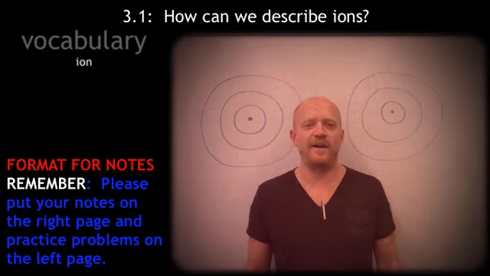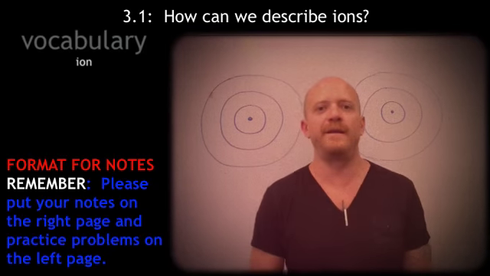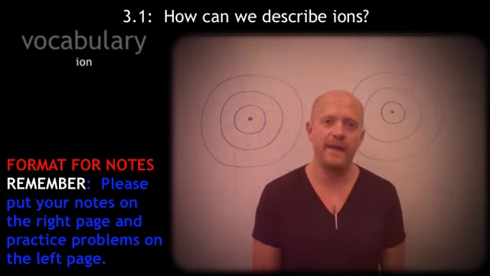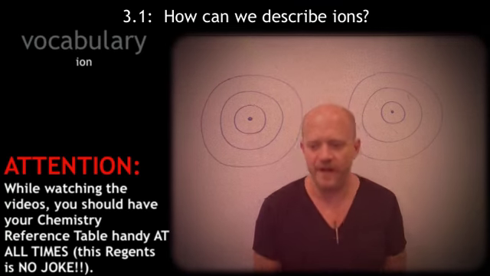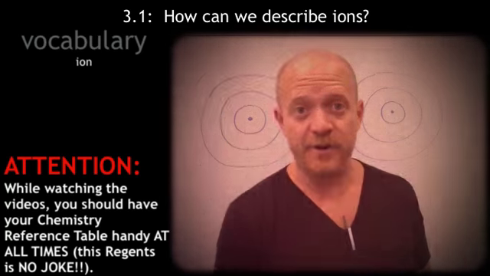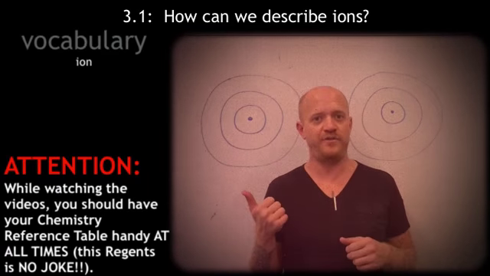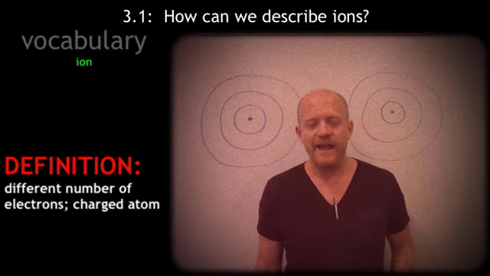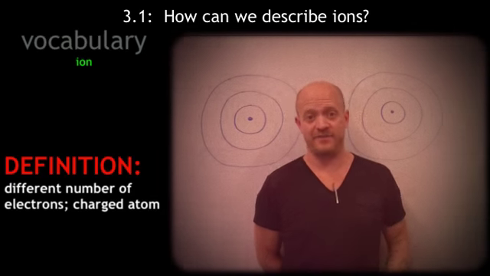Hi, today we're going to start talking about bonding, but before we talk about bonding, I want to introduce one new concept, and we're going to talk about ions. Now, like that other word that started with I, isotope, which remember had the same number of protons but a different number of neutrons, an ion has the same number of protons, but a different number of electrons.